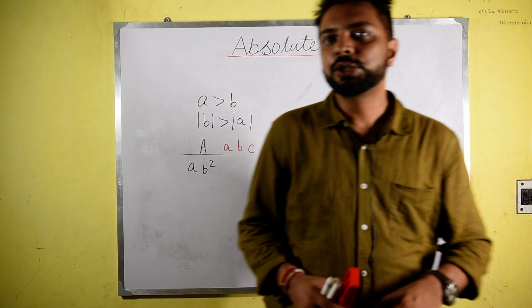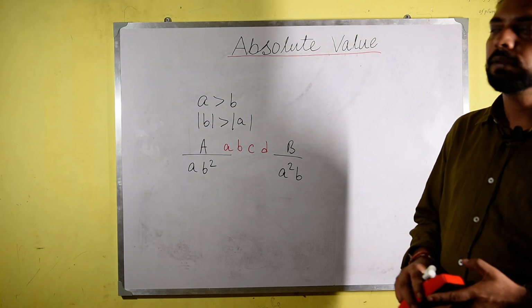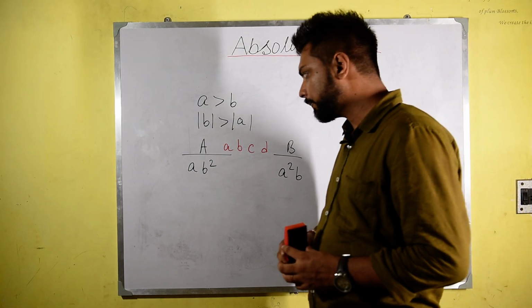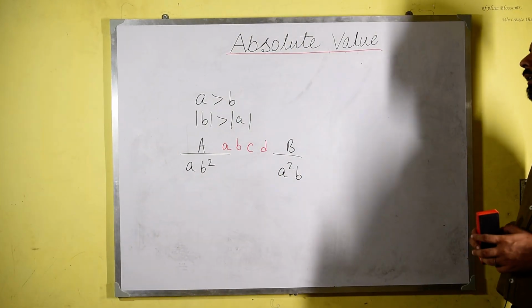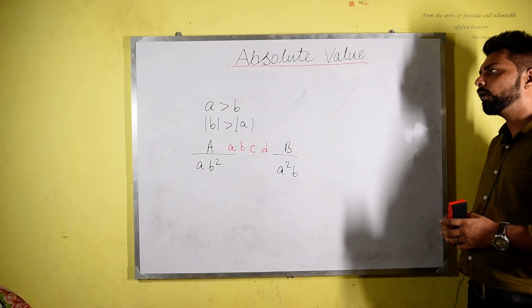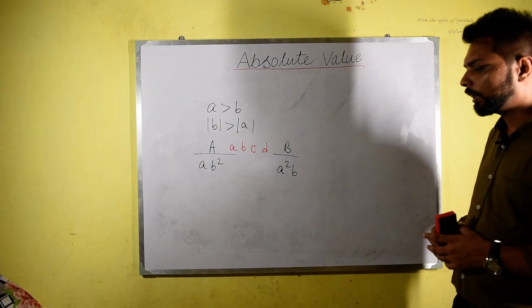Hello everyone. So here is another question from the quantitative comparison of absolute value topic. Let me go through this question quickly. It is given that A is greater than B and mod B is greater than mod A, and Quantity A is given as AB square and Quantity B is given as A square B.